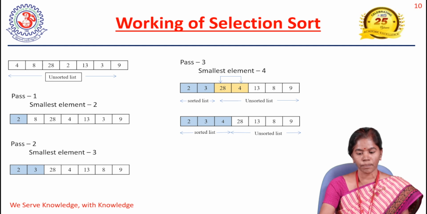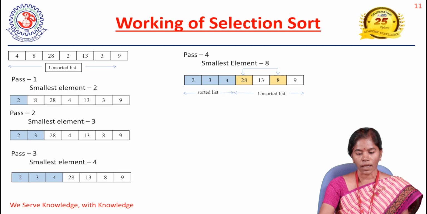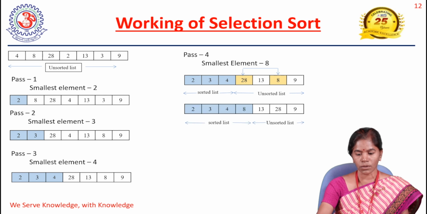In the next pass, that is pass 4, the smallest element is 8. The first element of the unsorted list is 28. So 28 and 8 have to be swapped. Now 8 comes into the sorted list. So 2, 3, 4, 8 is the sorted list. The remaining elements are unsorted.